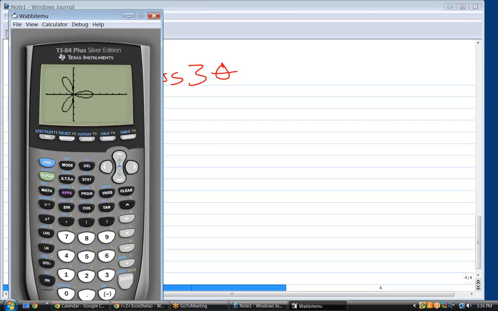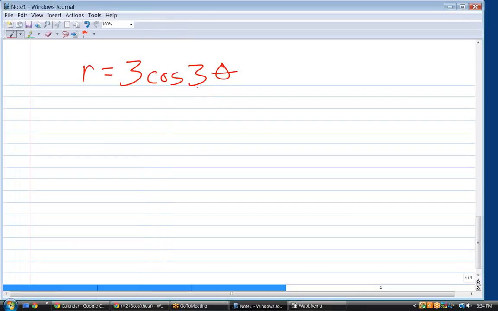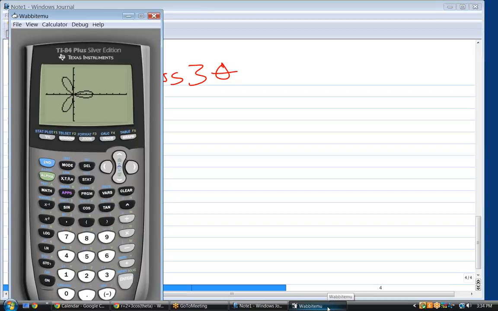How come the cosine 2 theta had 4 petals? I thought that whatever this number was is how many petals the rose was supposed to have. Yet when we did cosine of 2 theta, we got 4 petals. Let me just change this real quick and make sure that that's correct. So that's a little puzzling to me. There it is, 4 petals, cosine of 2.